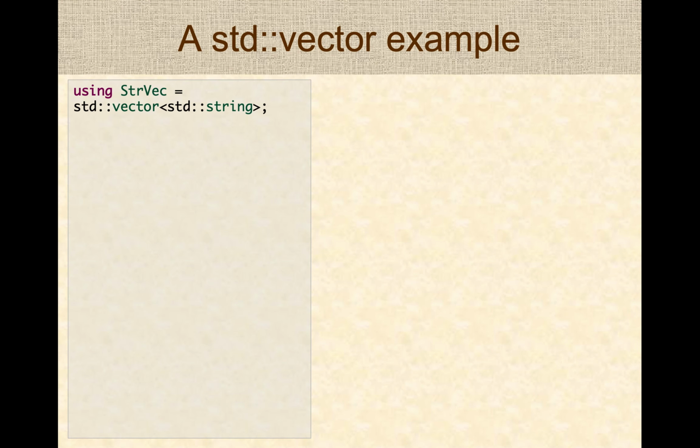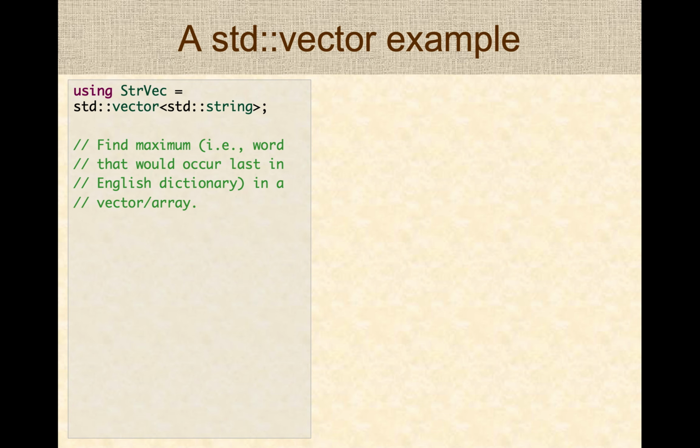Now let's look at how to work with a std vector. Here I'm going to create an alias called strvec, which is to a string vector, or a vector of strings. Now let's write a simple method which is to find the maximum value in a vector. So here we're working with strings, so finding the maximum value implies that we are looking for a word that would occur last in the English dictionary order.